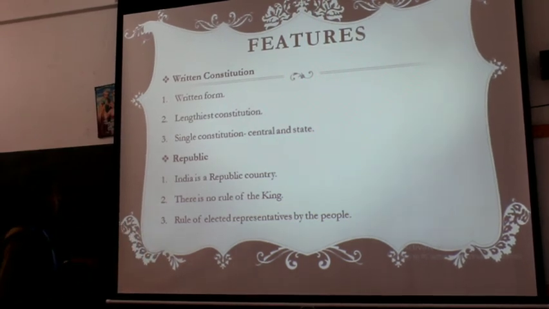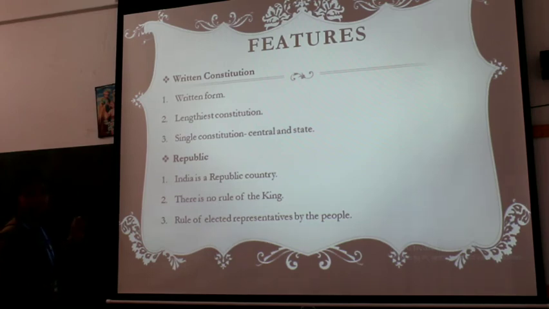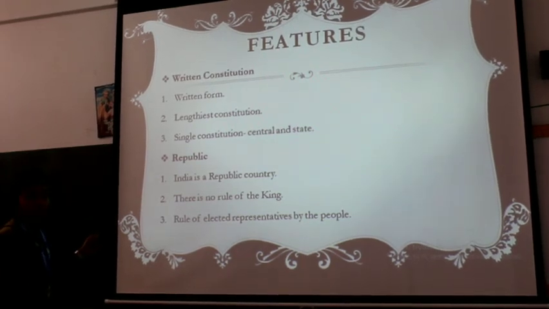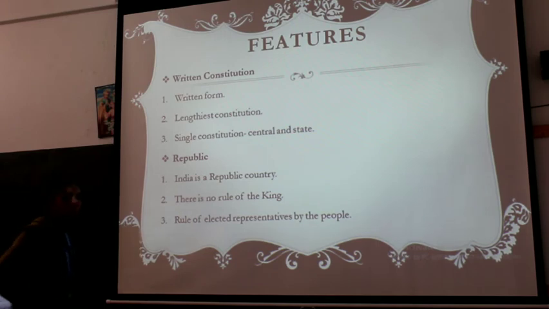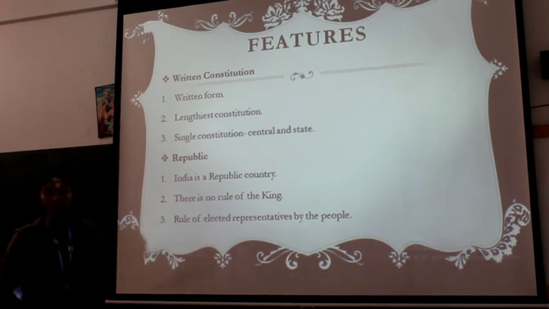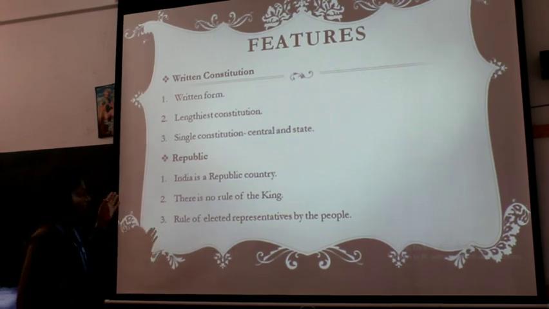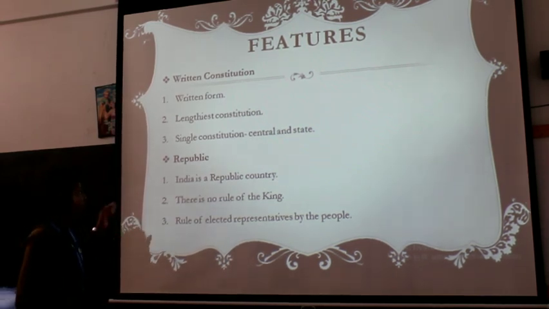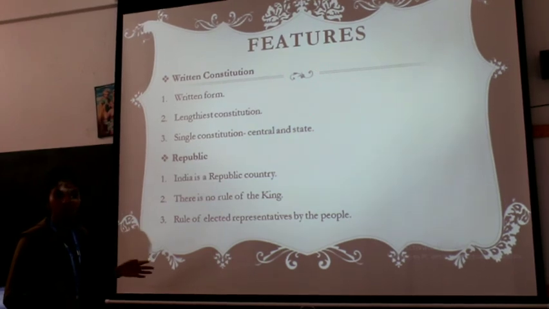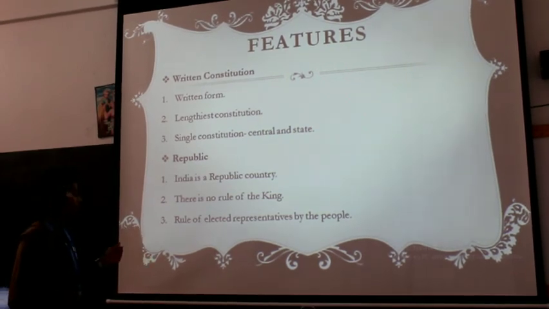Alright. The next unique feature is it is a republic. You all know that India is a republic country. Am I right? Republic country is nothing but we are ruled by the government. We are no more ruled by kings or queens. Okay, so that is why we are called a republic country. There is no rule of the king. We are not ruled by the king anymore. Okay, we are ruled by the government.